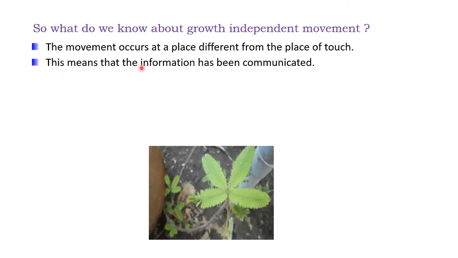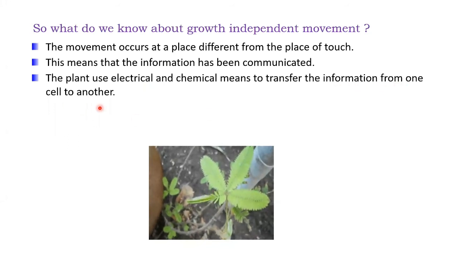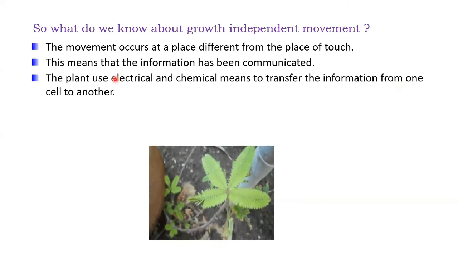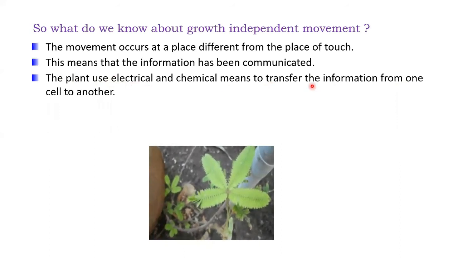This means that the information has been communicated. What we can say is the information from these leaves has been communicated to the other leaves as well. The plant uses electrical and chemical means to transfer the information from one cell to another. Okay, electrical means not like actual electricity, but it is in the form of ions. We know that ions are nothing but charged atoms, right? So by transfer of these charged atoms, they can send very weak electrical signals as well. So plants can use chemical as well as electrical means to transfer information from one cell to another cell.